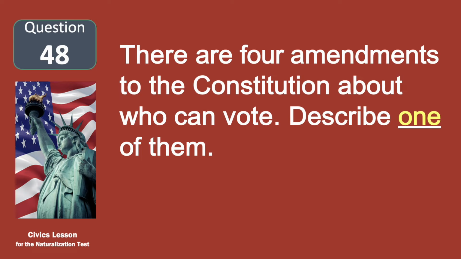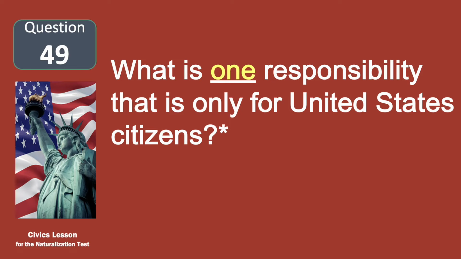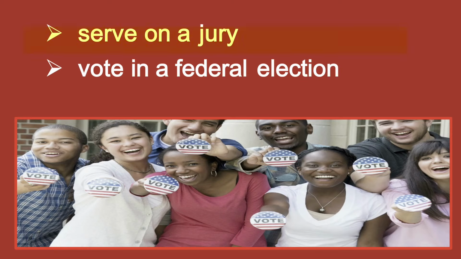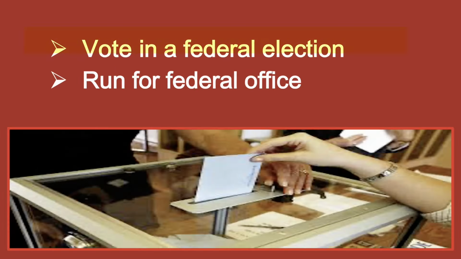There are four amendments to the Constitution about who can vote. Describe one of them. Citizens 18 and older can vote. What is one responsibility that is only for United States citizens? To serve on a jury or to vote in a federal election. Name one right only for United States citizens. Vote in a federal election. Run for federal office.